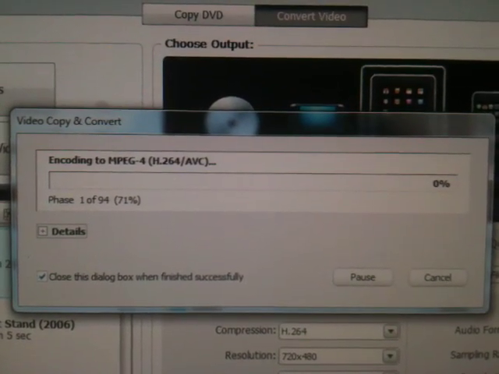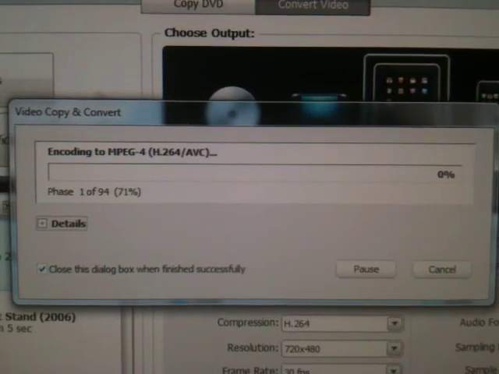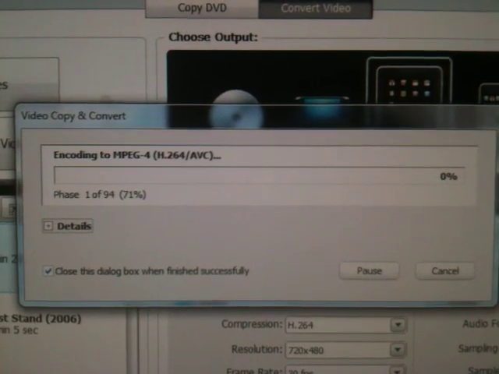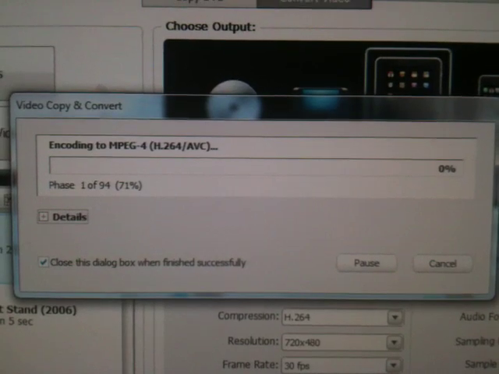Well, if you were curious about how the Roxio video converter and NVIDIA video cards work, this is it. It's all right.